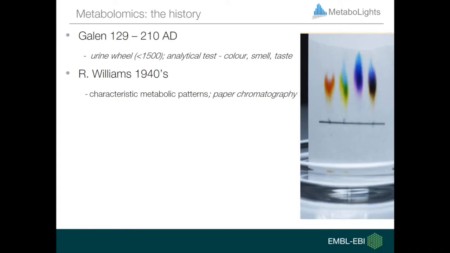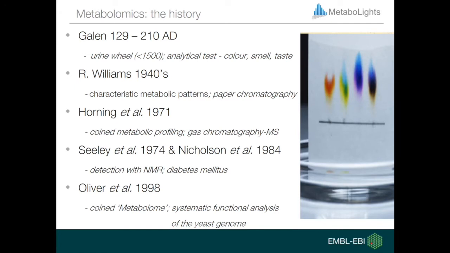Then in the 1940s, metabolomics started to take off. For those of you with a chemistry or biochemistry background, you'll remember paper chromatography, or maybe in your art class you did it as well. That began to be able to see what was going on. Then in the 70s and 80s, it began to actually have real applications, for instance diabetes. And then Oliver in 1998 coined the concept of metabolome. So it hasn't really been around that long.